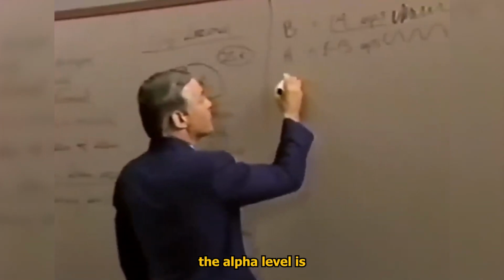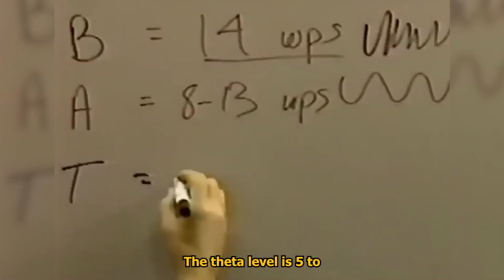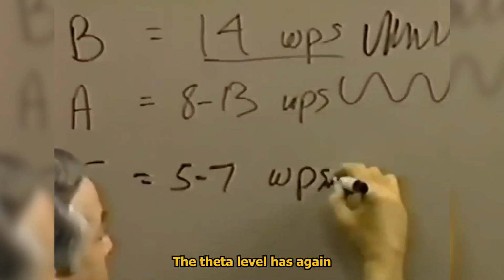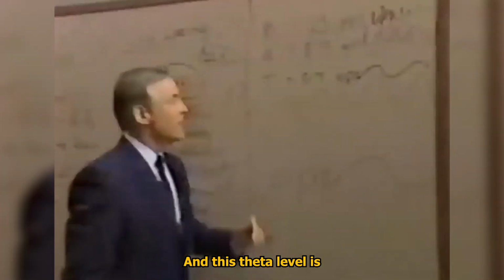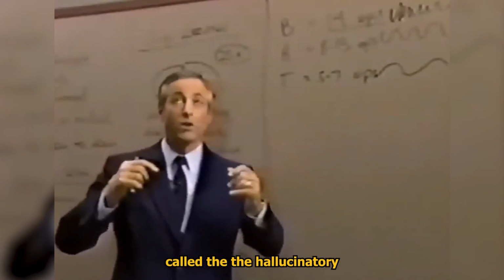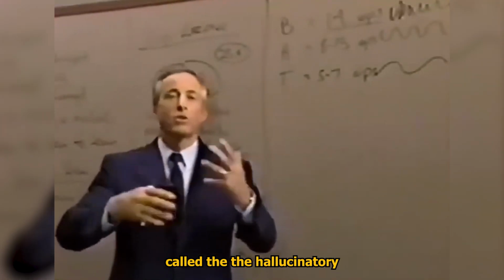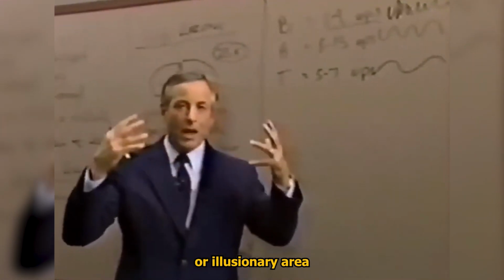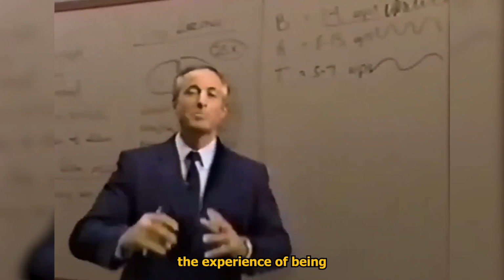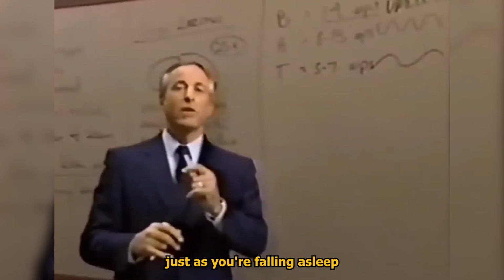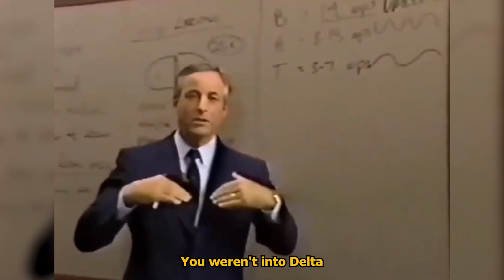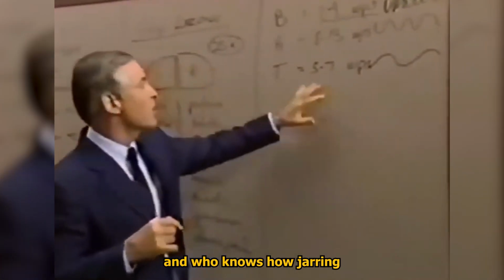Just below the alpha level is what is called the theta level. The theta level is 5 to 7 waves per second. The theta level has, again, bigger waves, and this theta level is where we just are starting to drop into dreaming. It's called the hallucinatory or illusionary area, where we're starting to have dreams just before we fall asleep. Have you ever had the experience of being woken up just as you're falling asleep and being jerked out suddenly from this theta level? You weren't into delta, you weren't sound asleep, and you notice how jarring it is.